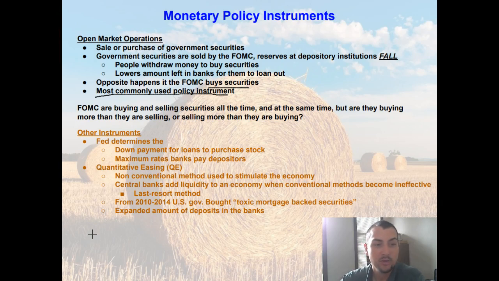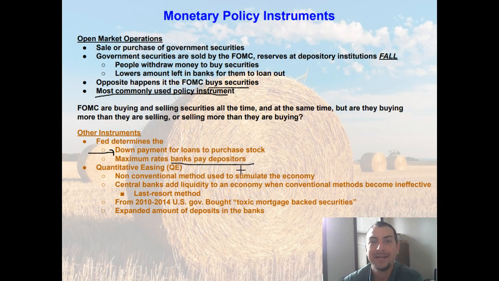And then I'm going to get real quick into some other instruments that the Fed uses. These are very uncommon. It's not very often that they use them. Remember, the three main monetary policy instruments that the Fed uses are changing the reserve requirements, changing the discount rate or the federal funds rate, and changing the open market operation direction. Some other instruments that the Fed will use: the Fed will also determine the down payment for loans to purchase stock.